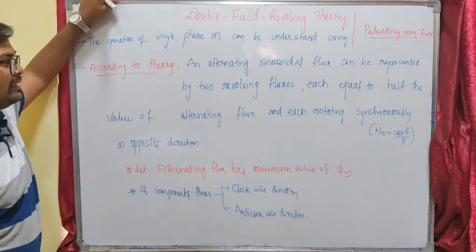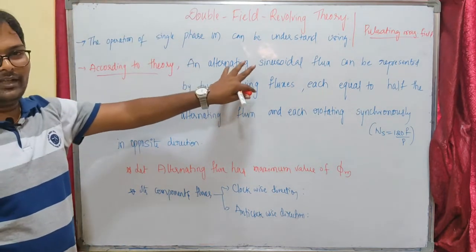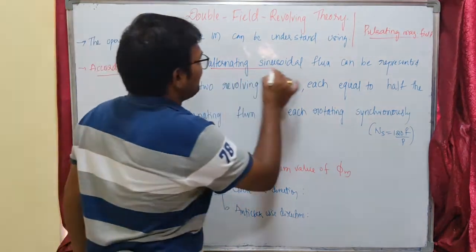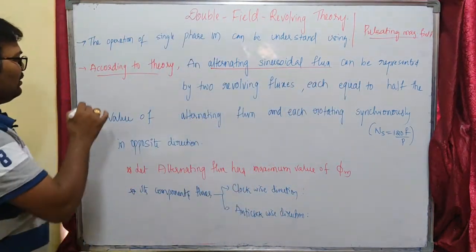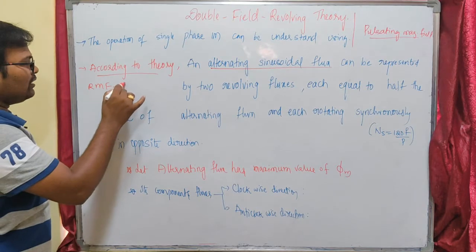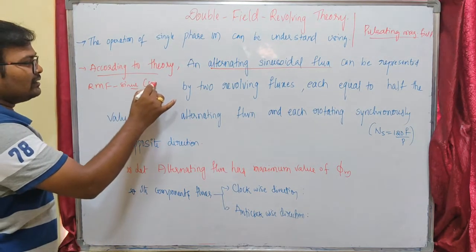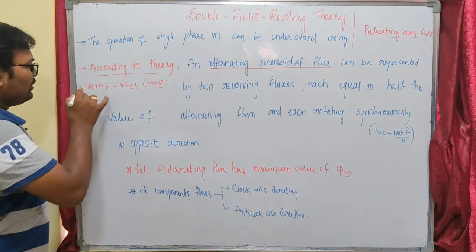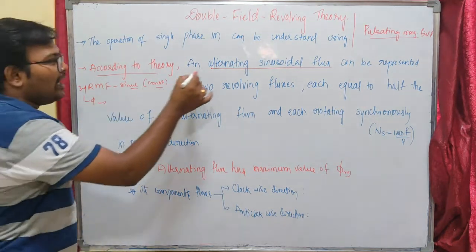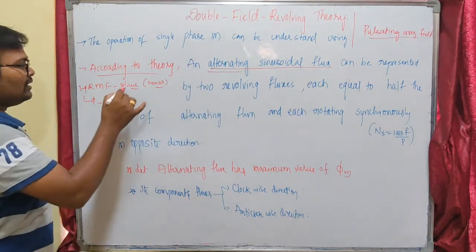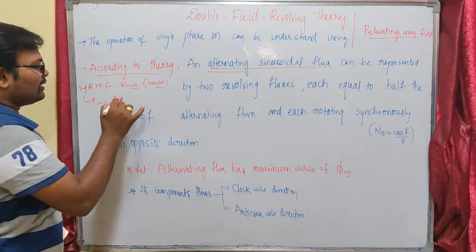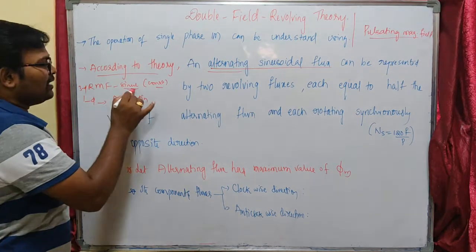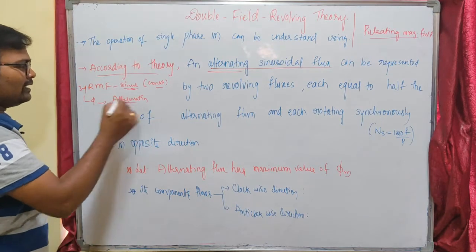According to the theory, an alternating sinusoidal flux. Here this is important, alternating sinusoidal flux. In our three phase induction motor, our rotating magnetic field is a sinusoidal flux, but it is constant. It has a constant magnitude all over the periphery of our air gap. But coming to our single phase induction motor, we have an alternating sinusoidal flux. The magnitude of the resultant flux is alternating here. It is not constant magnitude as in the case of the three phase induction motor. Okay, this is important.